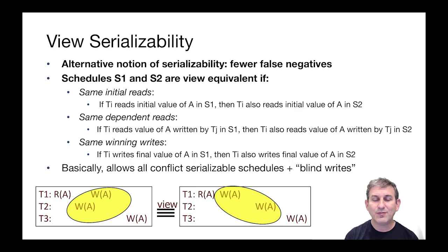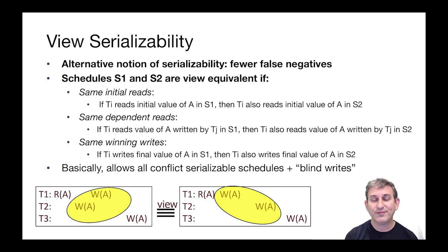So let's look at two example schedules down below. On the left-hand side, we clearly have a conflict. We have a write in T1 and a write in T2 to the same variable a. And in the schedule on the right, that conflict is clearly ordered in a different way, right? The write to a by T2 happens after the write to a in T1. But in both schedules, T3 is the winning write. It doesn't read anything. It simply writes a value to a.